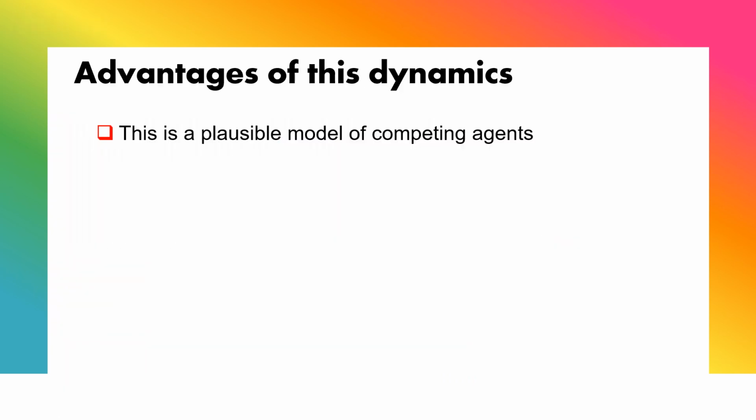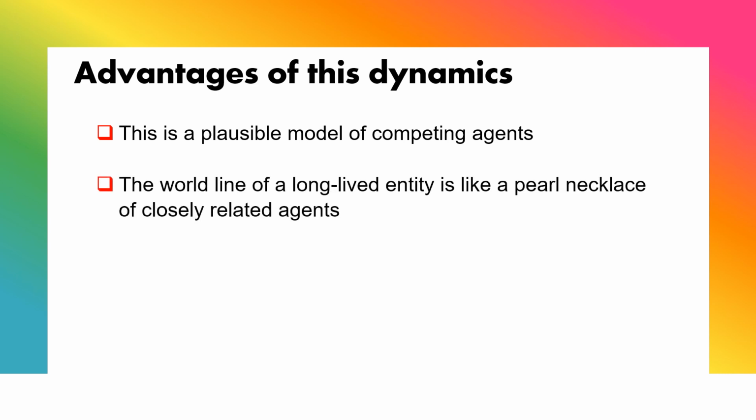There are several advantages to this dynamics. First, this is a plausible model of competing agents attempting to act in the world. Some attempts partially succeed while others fail. Second, the world line of a long-lived entity is somewhat analogous to a pearl necklace. We don't have a single agent that exists over an extended period of time. Instead, the world line of an entity is recognized as being a sequence of closely related agents.